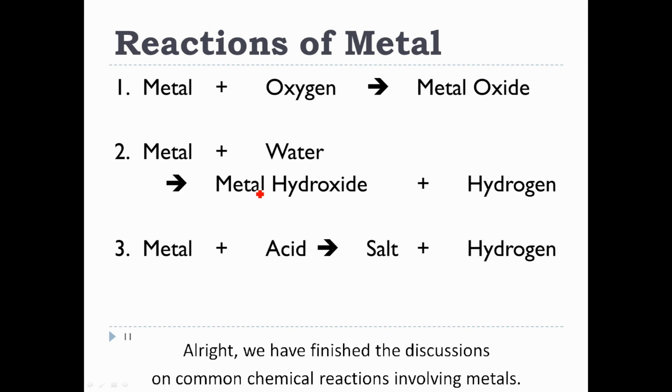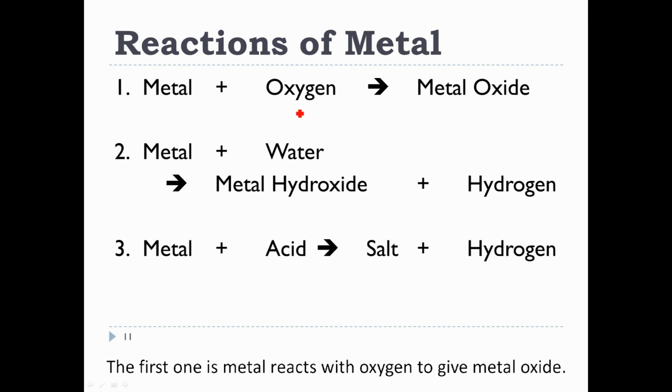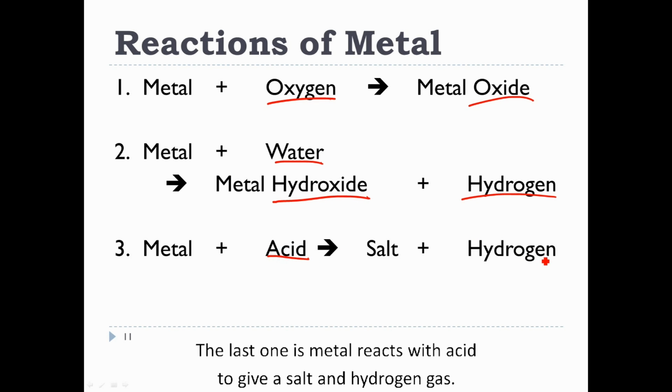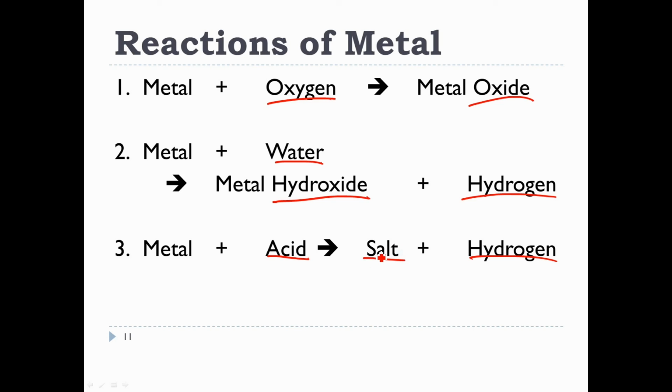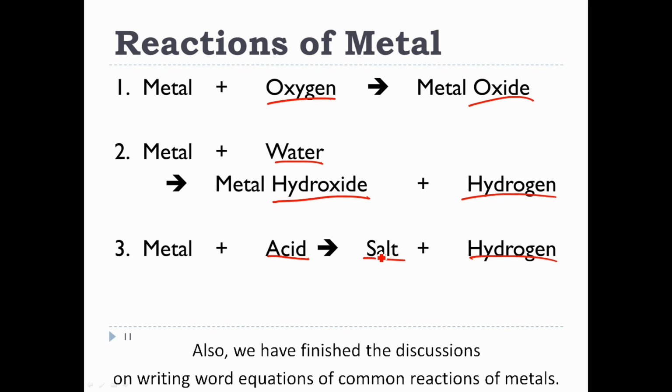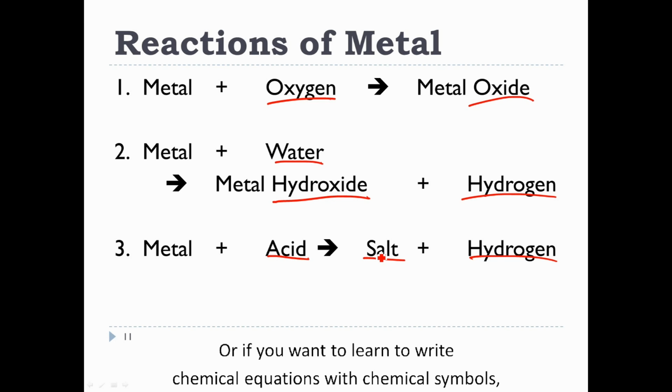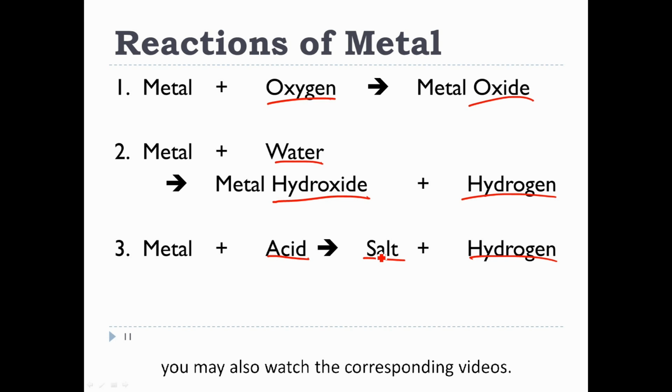Alright, we have finished the discussions on common chemical reactions involving metals. The first one is metal reacts with oxygen to give metal oxide. The second one is metal reacts with water to give metal hydroxide and hydrogen gas. The last one is metal reacts with acid to give a salt and hydrogen gas. Also, we have finished the discussions on writing word equations of common reactions of metals. If you want to learn the chemical naming of ionic compounds, you may refer to the corresponding videos. Or if you want to learn to write chemical equations with chemical symbols, you may also watch the corresponding videos.